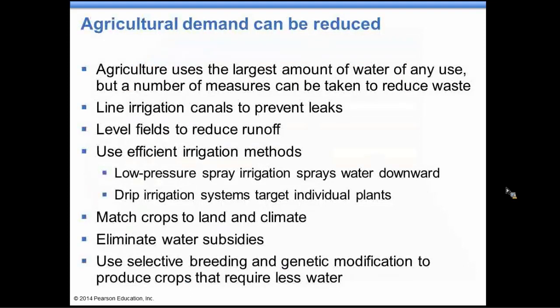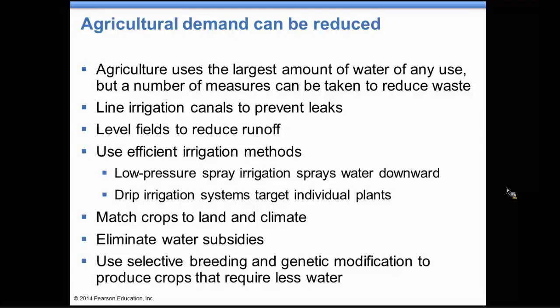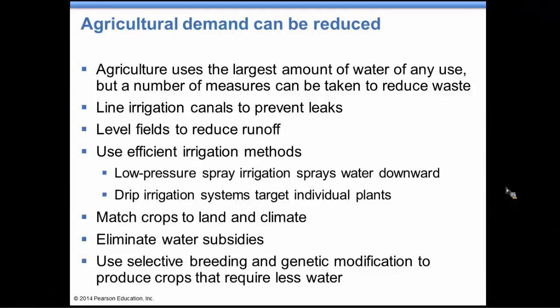Agricultural demand can be reduced. Farmers can improve efficiency by lining irrigation canals to prevent leaks, leveling fields to minimize runoff, and adopting more efficient irrigation techniques. Choosing crops to match the land and climate in which they are farmed can also save a huge amount of water. If you have a very dry area with low rainfall, you really shouldn't be growing things that require a lot of water. Selective breeding and genetic modification also can produce crop varieties that produce higher yields with less water.